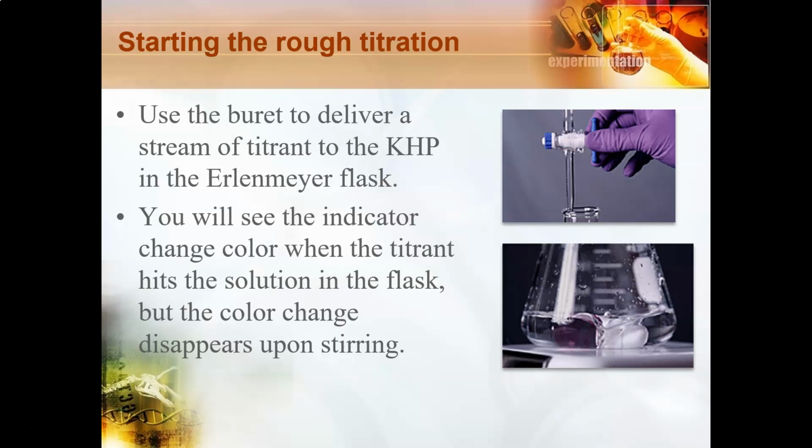So in the rough titration, we use the buret and just deliver a steady stream of our sodium hydroxide titrant to the KHP that's dissolved in the Erlenmeyer flask. When the NaOH hits the solution, you'll see a pink drop, which will disappear upon stirring. What that means is that when the pink takes longer and longer to go away, you know you're close to the endpoint.